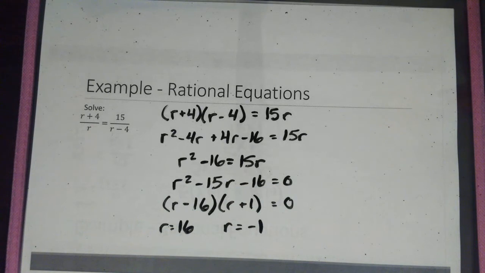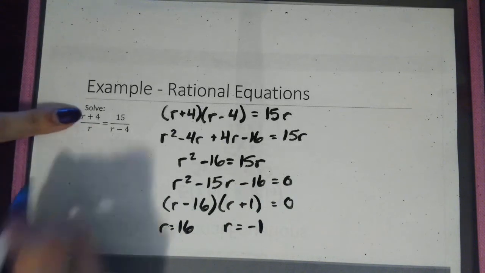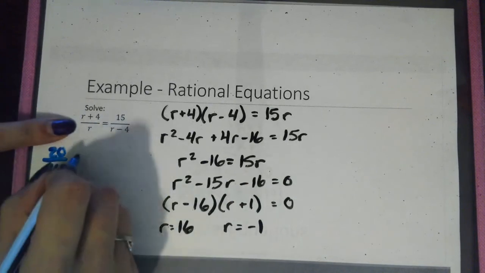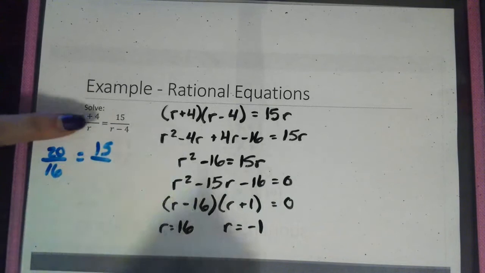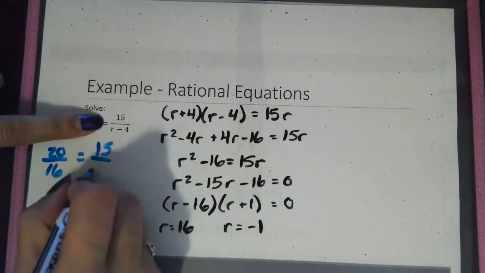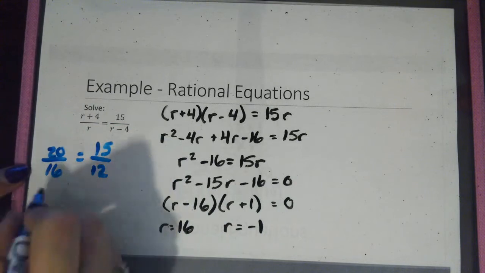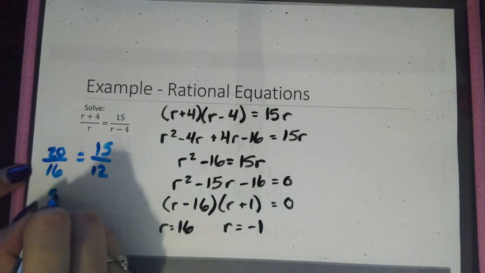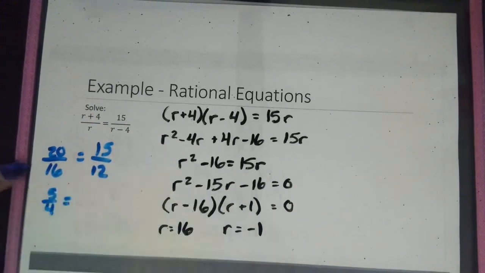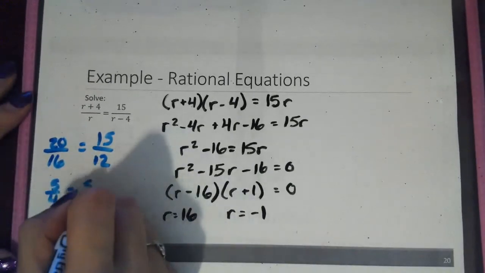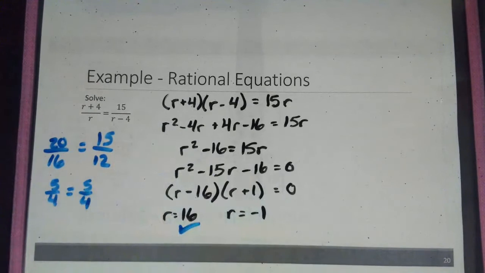So if we plug in 16, let's see what that would do. That'd be 16 plus 4 is 20 over 16 is equal to 15 over 16 minus 4 is 12. So we need to know if that's true. Well, 20 over 16, if I divide by 4, that gets me to 5/4. 15 twelfths, if I would divide by 3, that gets me to 5/4. So 16 checks out.